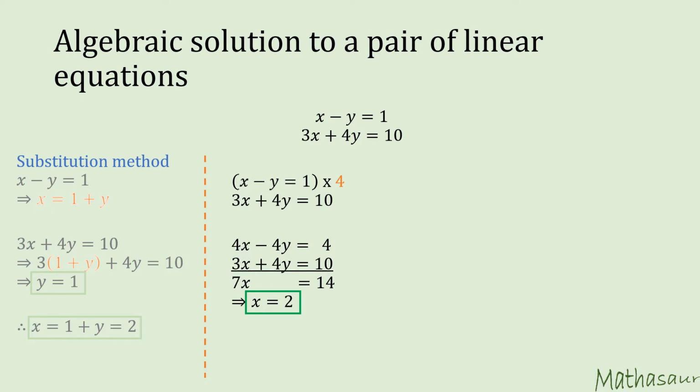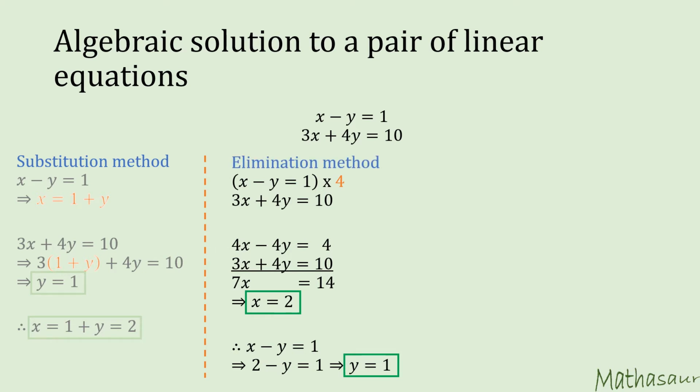Upon simplifying, we would find x equals 2. Now we could substitute this value of x in the first equation to find that y equals 1. Now this method is known as elimination method. We manipulated the coefficients of one of the variables and then added the equations here to eliminate one of the variables. Let us see if there is another way to solve this pair of equations.